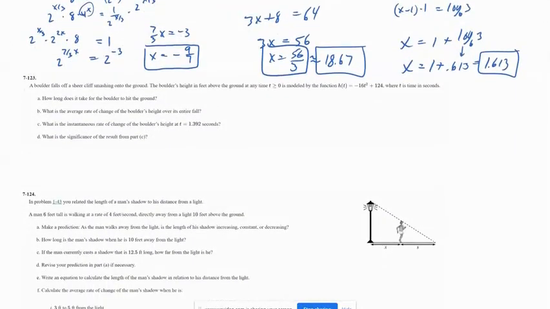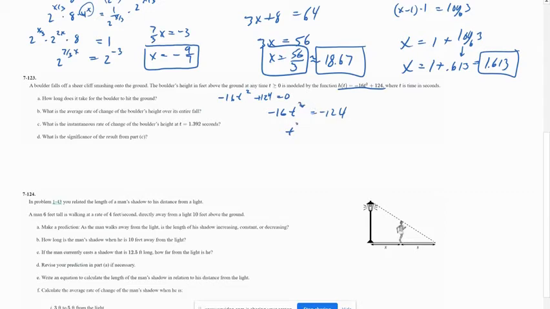Okay, and then problem 123. We're given this height function. How long does it take for the boulder to hit the ground? So that would be when the height is 0. So we solve the equation, negative 16t squared plus 124 equals 0. And so that would be negative 16t squared equals negative 124. Divide both sides by negative 16.